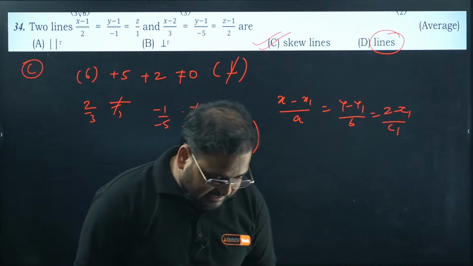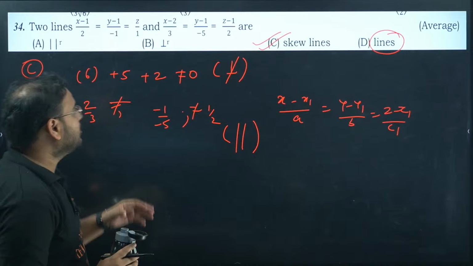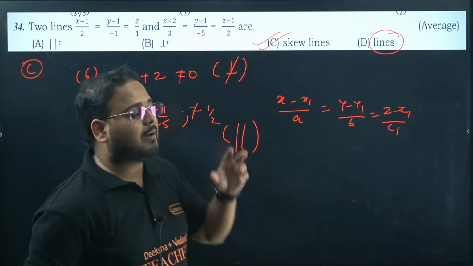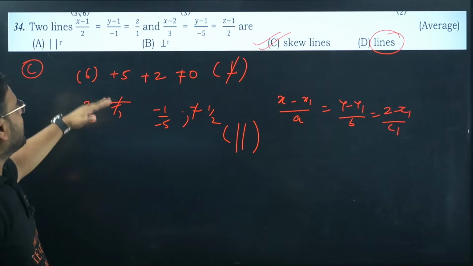Okay, sir. Explain again. Yes, Sagar. So what happened here? We have multiple options. We can't get the answer directly in this one, so you have to apply each of these options. Parallel means I have to look for the ratio.